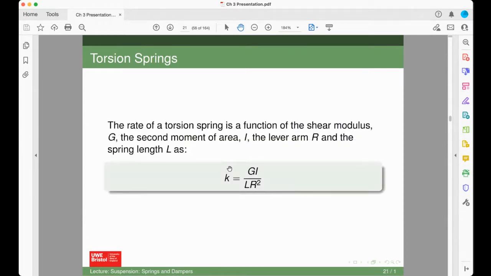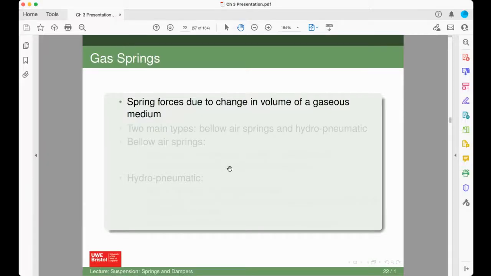Okay, and again, by using some simple maths, a standard equation, you can work out your stiffness, and that will obviously give you the stiffness in terms of a torque per degree as opposed to newtons per meter. So Newton meters per radian or Newton meters per degree. Okay. Right, so those are the sort of standard springs.